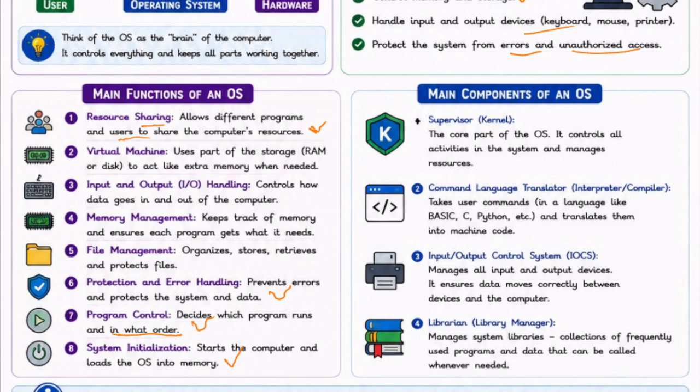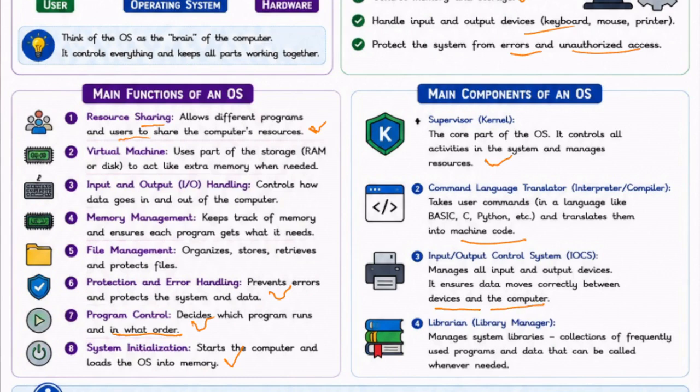Now, the main components of an operating system. The core part of the operating system controls all activities in the system and manages resources. That's the supervisor role. The command language translator takes user commands in a language like BASIC, C, Python, and translates them into machine code. We are still coming to explain that under language translators. We have the input output control system, which manages all input and output devices and ensures that data moves correctly between devices and the computer.